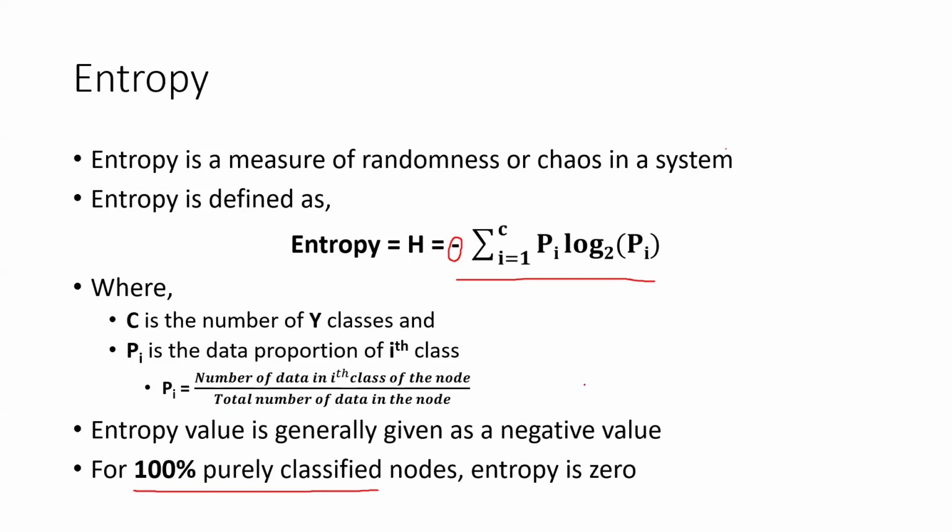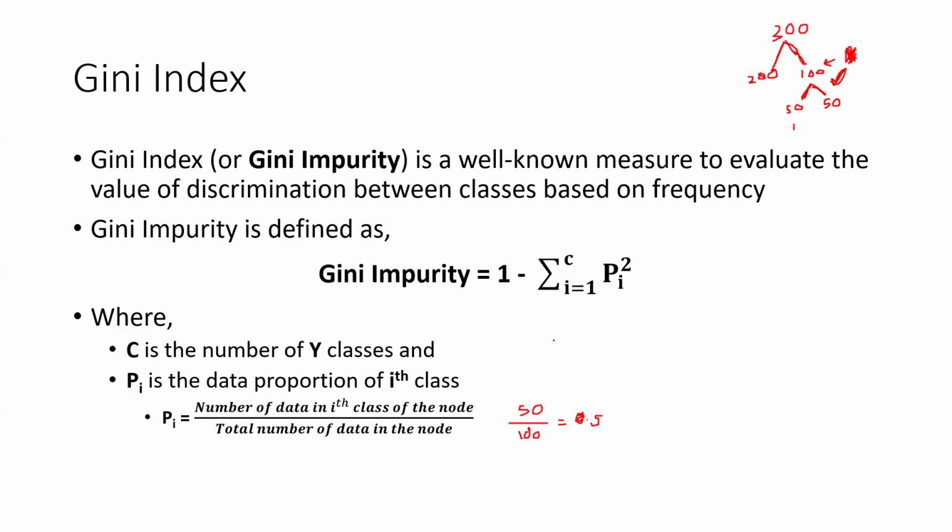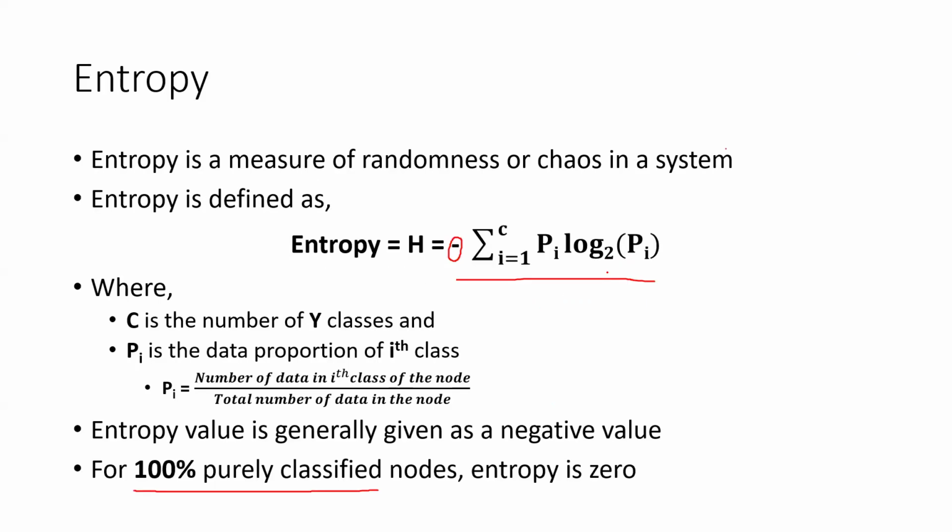So this is a similar measure to the Gini index to measure the impurity, and either one of them is used in most of the cases. The Gini formula is much easier to calculate because you only have to calculate squares. But in this case, you have to calculate the log value, so it would be a bit computationally expensive to calculate the entropy.